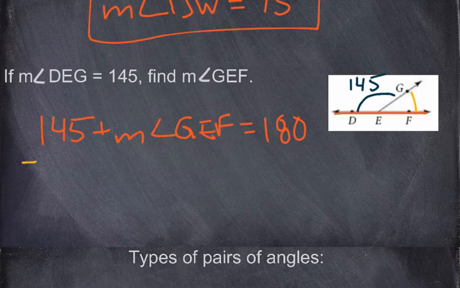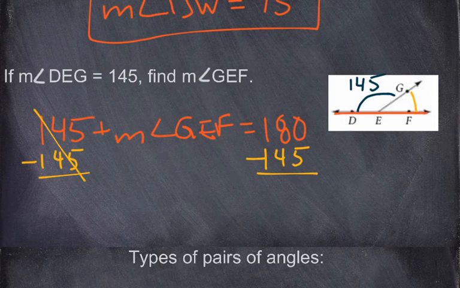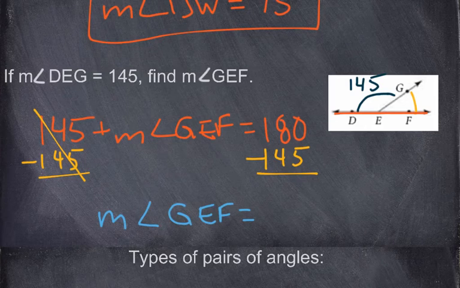So again, we subtract 145 from both sides to cancel that out. So our answer is the measurement of angle GEF is equal to 35 degrees. Okay? So again, we know the 145, but we also know the straight line is 180. So we just do 180 minus 145 gives us 35 degrees for this acute angle right here.